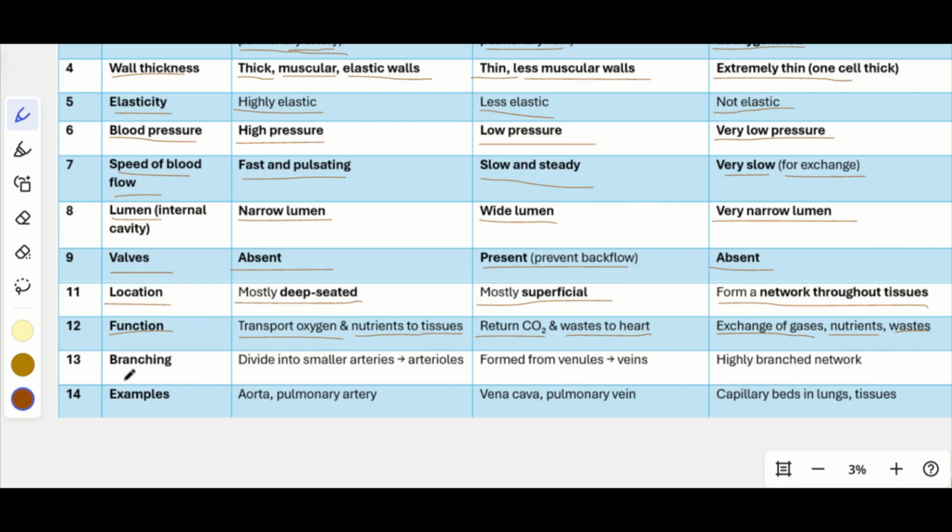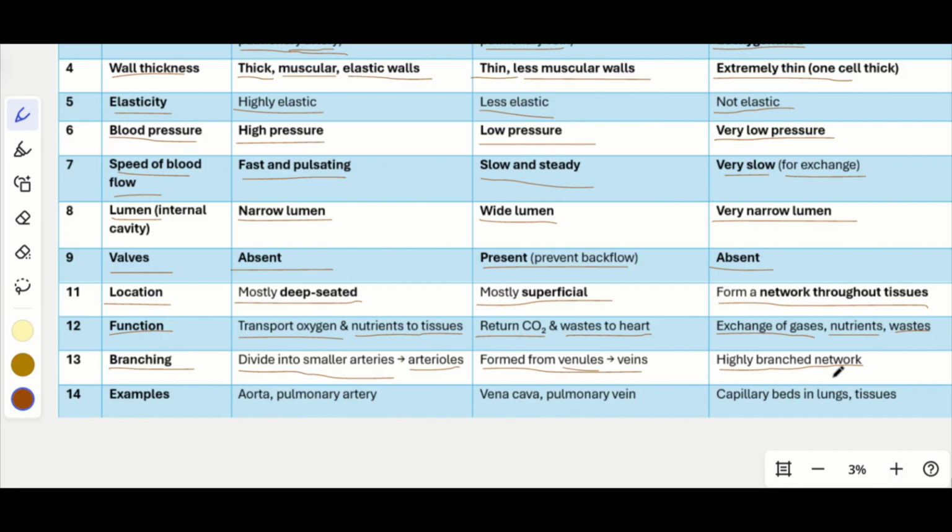Okay. And what about the branching? So the arteries divide into smaller arteries, which are called arterioles, right? It is not possible for a bigger artery to reach each and every part of our body, right? That is not possible. So they will be divided into smaller arteries, that are called arterioles. And what about the vein? They are also branched into small branches that are called venules. And capillaries are already a highly branched network.